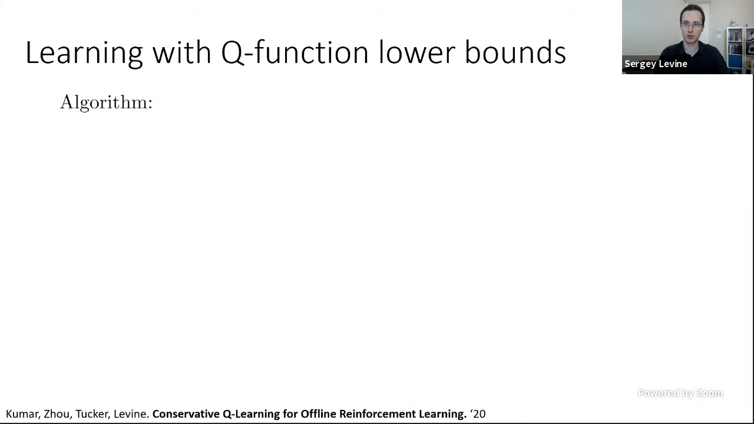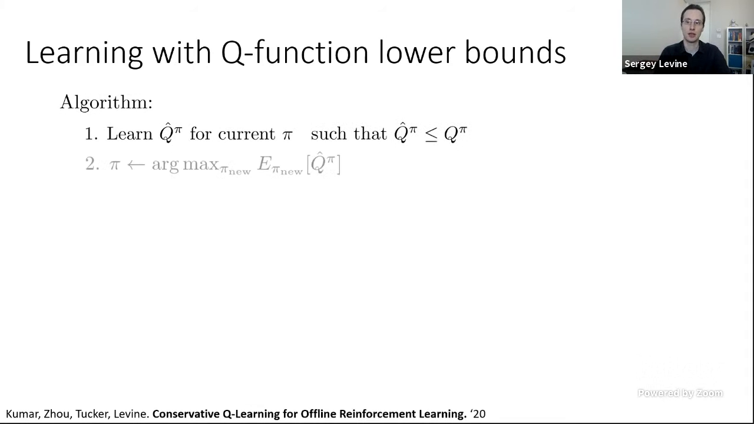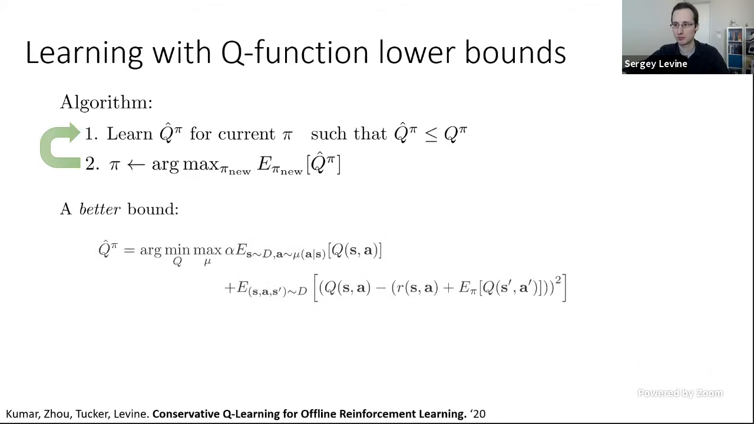That suggests a pretty straightforward algorithm for doing offline RL. Simply alternate between learning your lower bound Q function and improving your policy to maximize that lower bound. And then hopefully you wouldn't overestimate. Now, the bound can actually be improved substantially. If you're just driving down the large Q values, you're going to drive down the Q values that are mistakenly large. You'll also drive down the ones that are correctly large. So there's a more nuanced bound that tends to work a lot better.